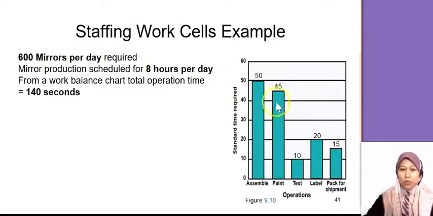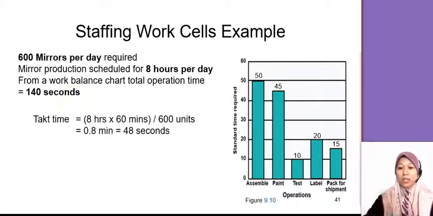So from this chart, we know that there are 1, 2, 3, 4, 5 tasks. And each task has its duration here, so 50 seconds for the first task, second task 45, 10, 20, and 15. Okay, this is the time that we need to complete 1 mirror. So for this one, the total time needed to complete 1 mirror is 140 seconds. Okay, so how many workers do we need?